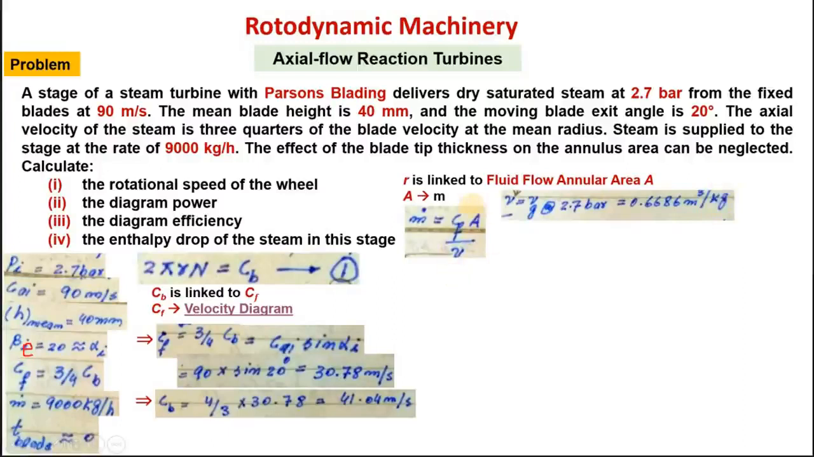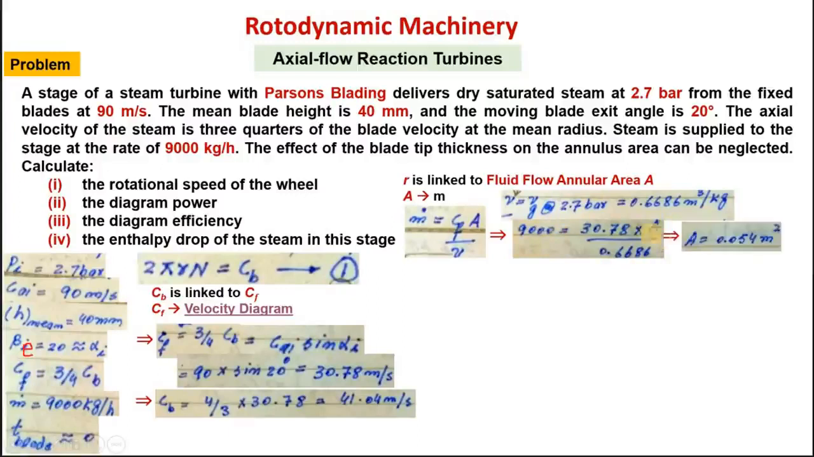right? So now in this equation, m dot is known, 9,000 kilograms per hour. Cf is already calculated, which was 30.78 meters per second. Now V is also known from saturated steam table. So from this equation we can calculate area. Area is the only unknown in this equation. So from here we can find out the area, which comes out to be 0.054 meter square. Right.